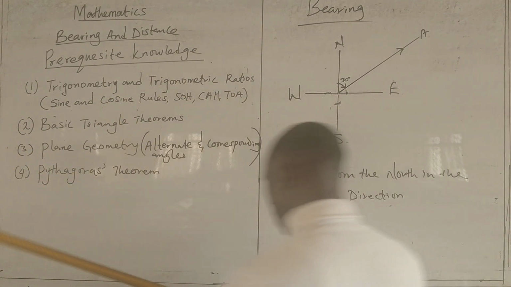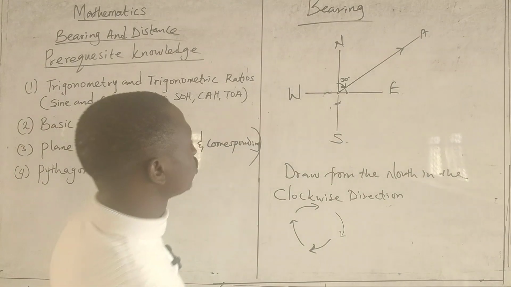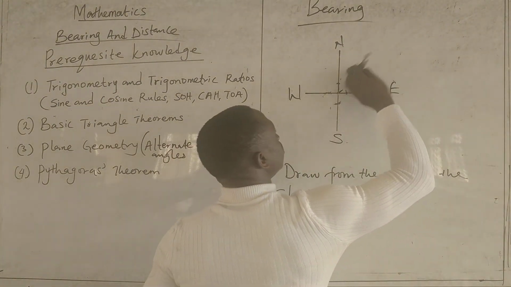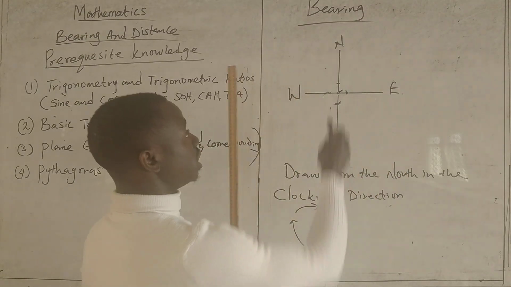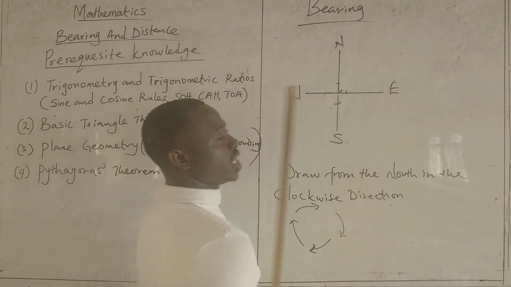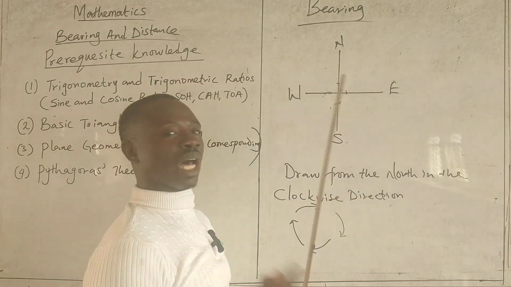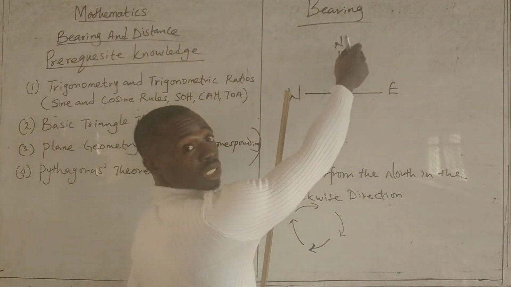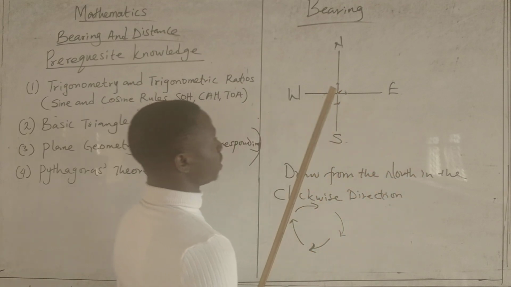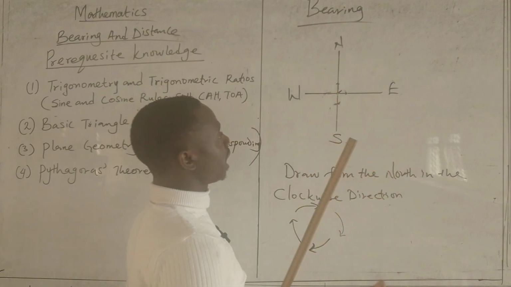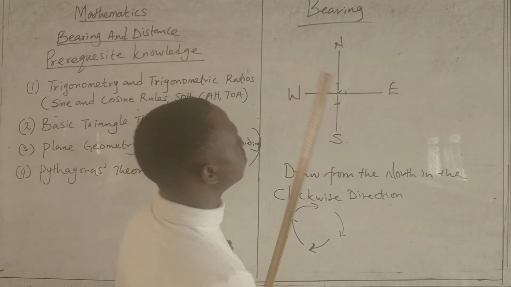But when they tell you that an object moves at an angle of 80 degrees, 80 degrees is still between north and what? And east. So any number between 0 and 90 degrees will fall between north and what? And east. Alright?